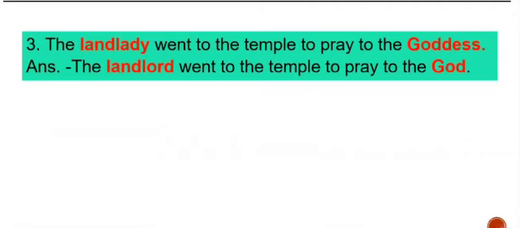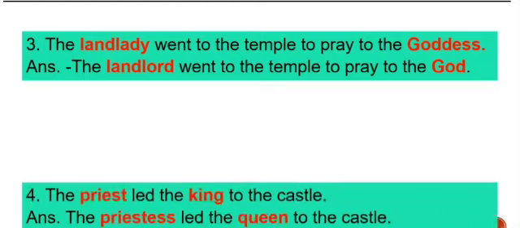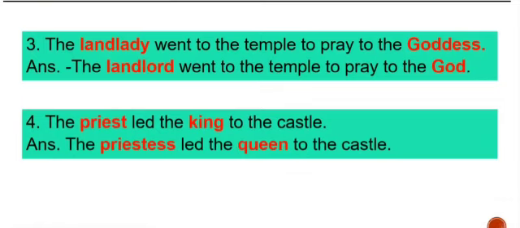The landlady went to the temple to pray to the goddess. The landlord went to the temple to pray to the god. Here we change the gender of landlady and goddess, that is the feminine genders, into masculine gender. That is, landlady becomes landlord and goddess changes to god. The priest led the king to the castle. The priestess led the queen to the castle.